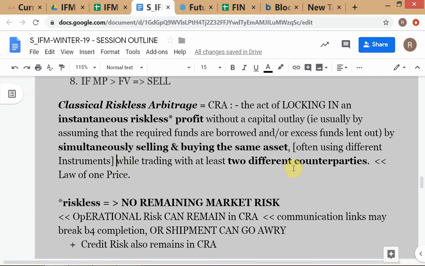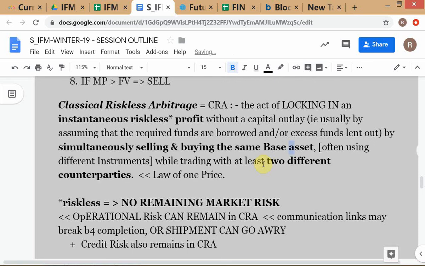So you can understand the same base asset is being traded, using different instruments while trading with two. So everyone understands now the concept of CRA.